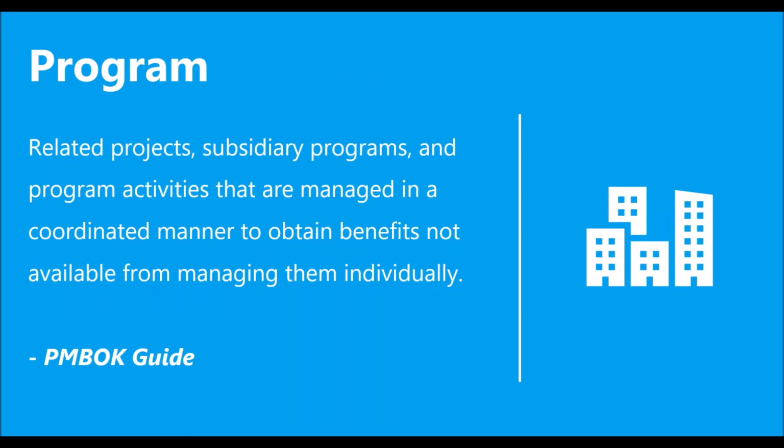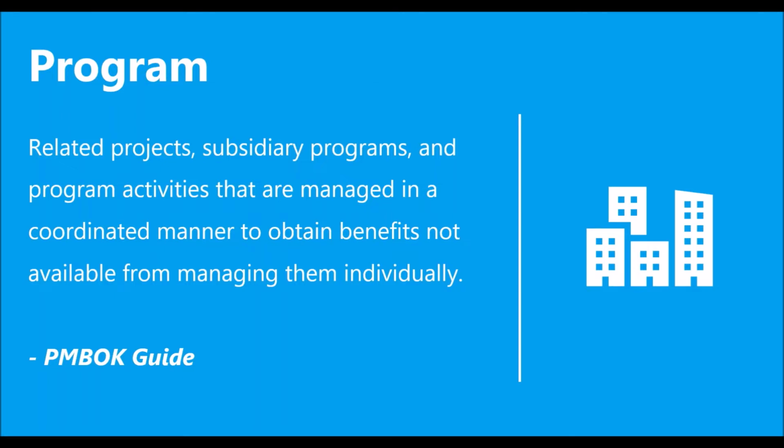Now, one step back. What is a program, right? If you go to medium to large size companies, projects are grouped together if they are related, and then they are managed as a program. Let us look at the definition; we'll look at the examples after that. Related projects, subsidiary programs, and program activities that are managed in a coordinated manner to obtain benefits not available from managing them individually. If I had to put it simply for you, a group of related projects that have a common goal together are managed as a program.